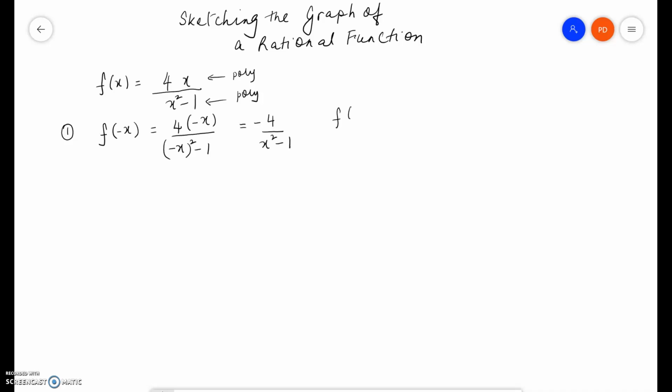So f of negative x is not equal to f of x, which means if you change x to negative x, it does make a difference. And that tells us that it is not symmetric about the y-axis.